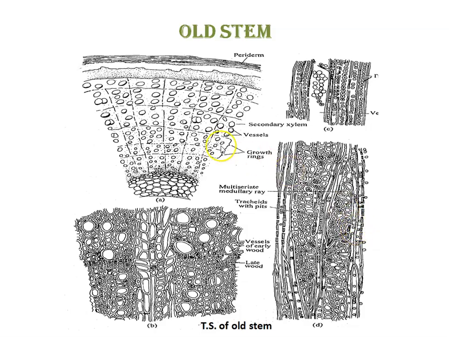And in the case of Ephedra, vessels are the prominent feature of the stem. You can see here these circles. These are vessels. So this is the most prominent feature of the Ephedra stem.